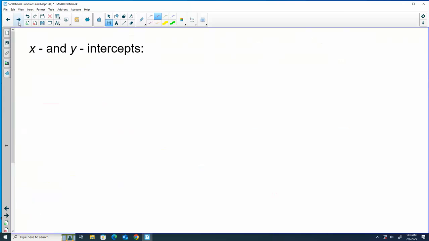Last slide of the day. X and Y intercepts, just a refresher. We have done those with lines. The rules still apply if we're talking about rational functions. What is an x-intercept? Where the graph crosses. Good.